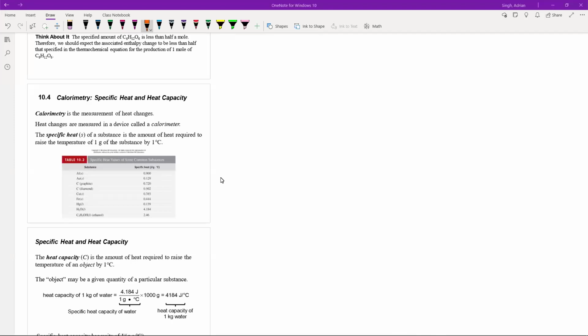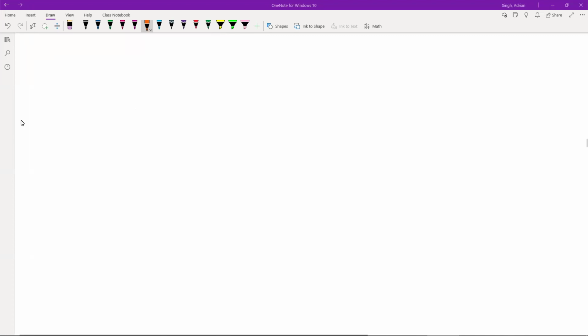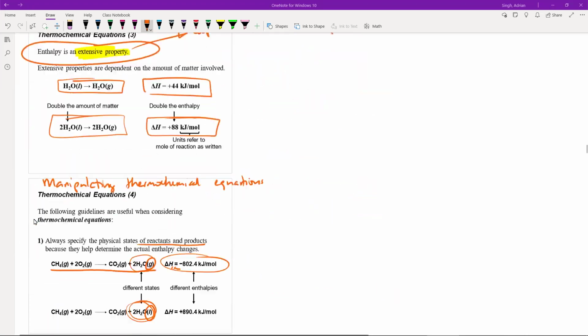Okay, so now we have hopefully established a decent foundation for understanding thermochemistry. Now we're going to take a look at how we can tie that into making some of these measurements, for example, in the laboratory. And the process of measuring heat changes is called calorimetry.